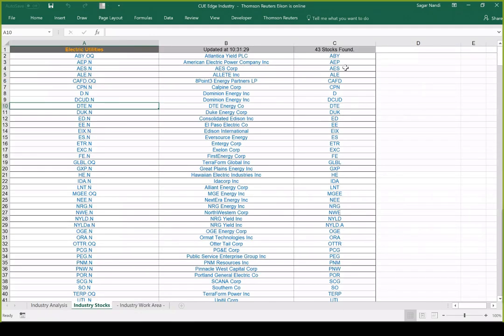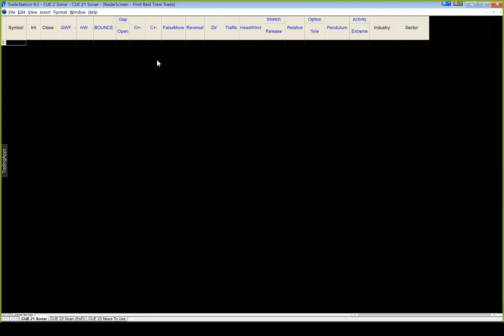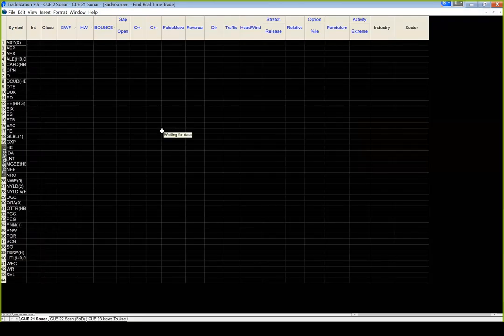It has found many stocks. So what I do, if there are many stocks, I can simply copy them. If I'm using MetaStock, I will copy the first column, which has the Thomson Reuters symbol. If I'm using TradeStation, I can copy the last column, which has the ticker symbol. And let me open QElite Sonar. That's the dashboard for TradeStation QElite. And I can simply paste all the symbols.